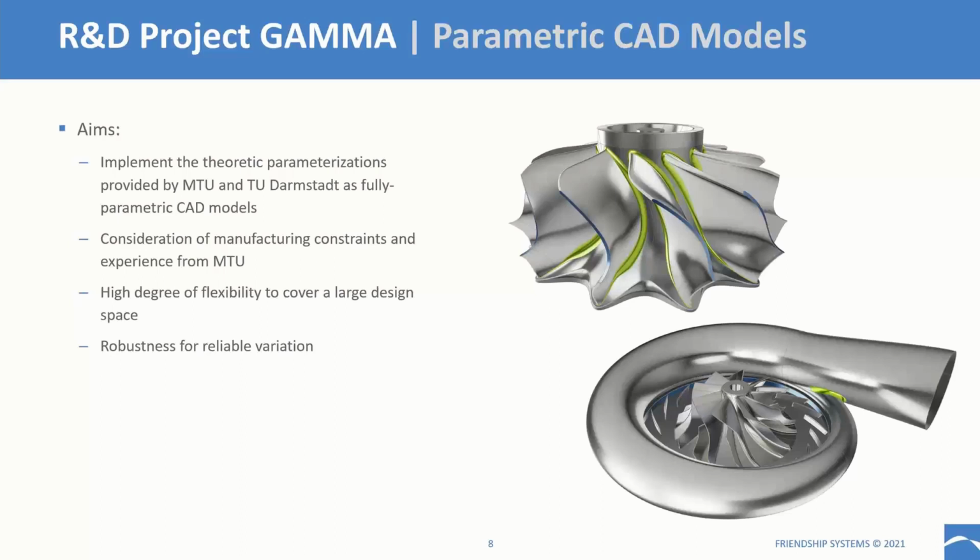Of course, within the models, we also took consideration of manufacturing constraints. We'll talk a little bit more about that later on, and the experience in terms of manufacturing, but also other disciplines that was existing at Rolls-Royce Solutions. Of course, we want a high degree of flexibility in those models so that we're able to cover a large design space, as large as possible, and we want the models to be robust so that we can do a very reliable variation of the geometry within the optimization process.